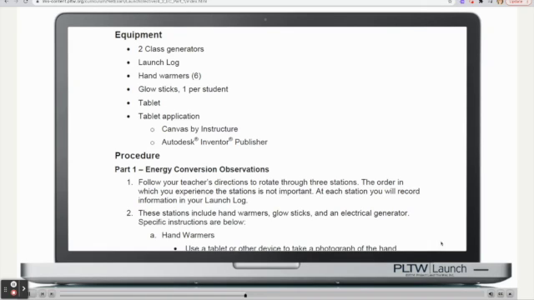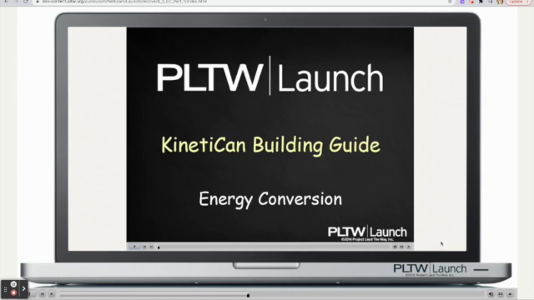In the equipment list for this activity, you will see materials listed that are specifically for building the Kinetican. This device will be used to demonstrate the conversion from kinetic energy to potential energy and back. After you have constructed your own Kinetican, you will determine if this will be a demonstration for students or if students will build their own device.